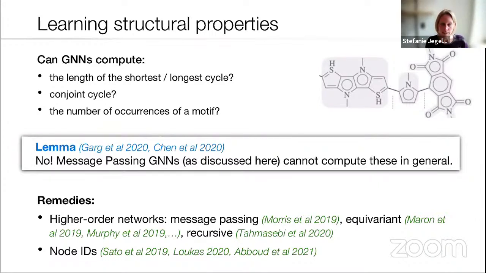But that's still an interesting area of research. How can you be more powerful while still being computationally not too expensive? Some of those higher order models are pretty expensive.